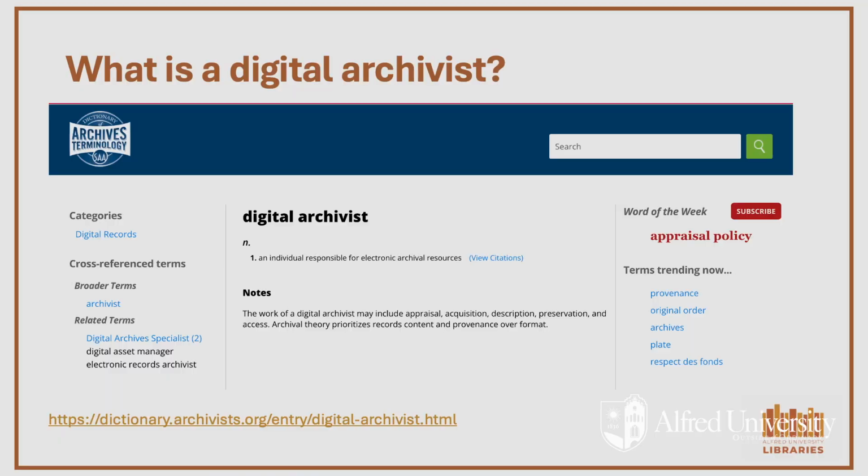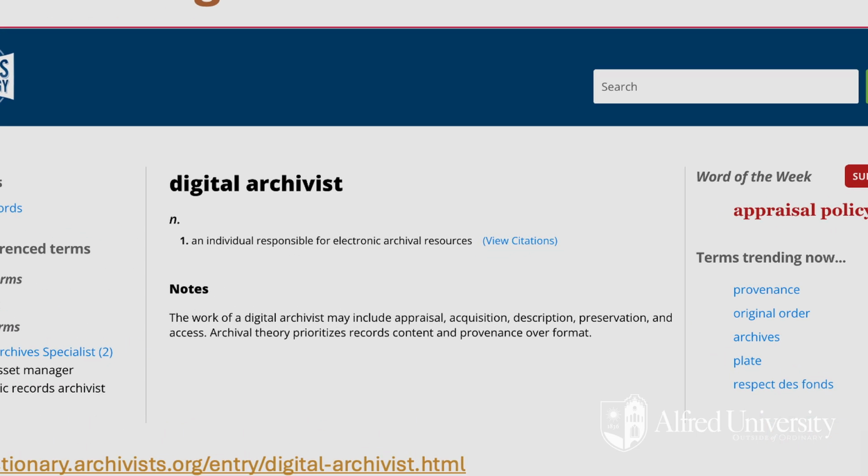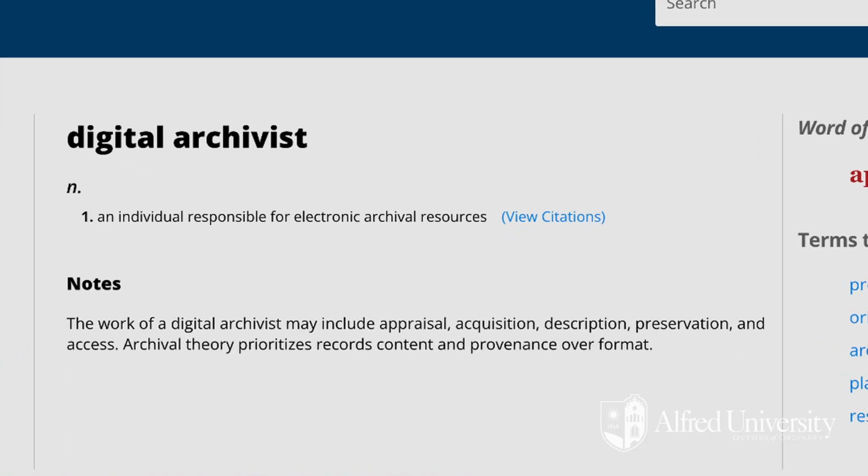Okay. So to get started, I'd like us to take a look at some definitions of what a digital archivist is. The first one we see here is from the Society of American Archivists, or SAA for short. They simply say that a digital archivist is an individual responsible for electronic archival resources, not too riveting or detailed, but central to this definition, though, as you can see in the notes, is that something can have historical value regardless of its format, okay? So it can be an old map or it can be an email. It has potential historical value.